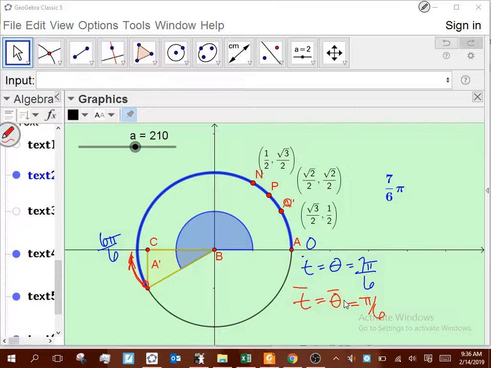Well, that means the terminal point for 7 pi over 6 is going to be the exact same thing as the terminal point for pi over 6. The terminal point for pi over 6 is that thing right there. So the terminal point for 7 pi over 6 is going to be radical 3 over 2, 1/2, but that's the terminal point for pi over 6. What do I have to do to both of those things? I have to negate both of them, because the x and y values in the third quadrant are both negative.